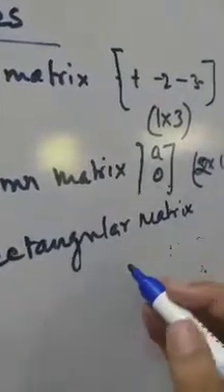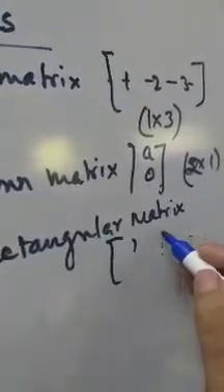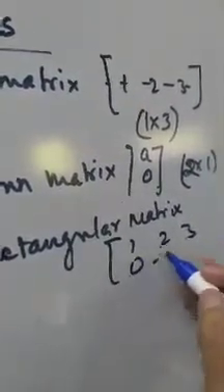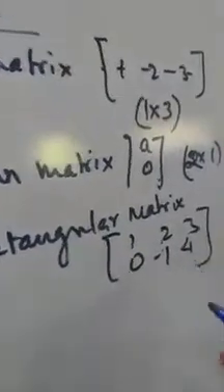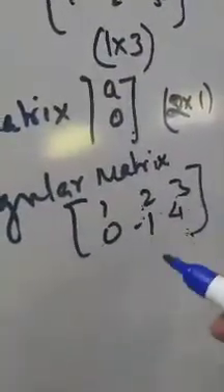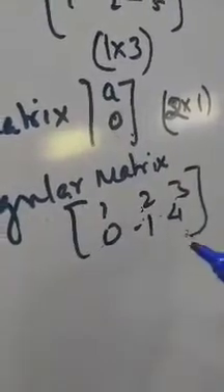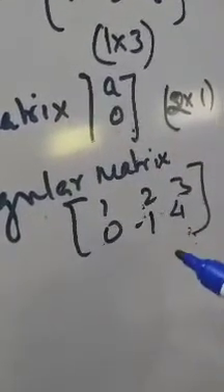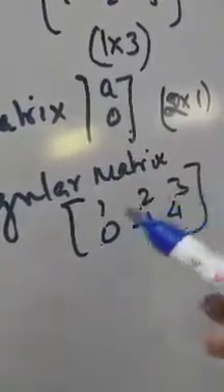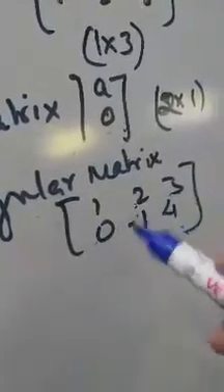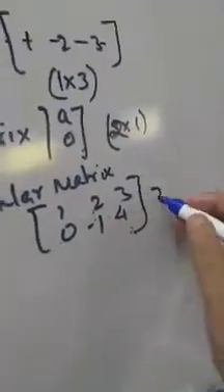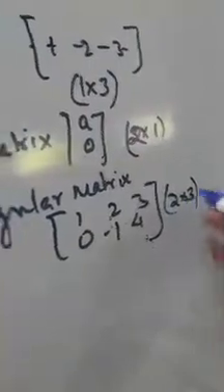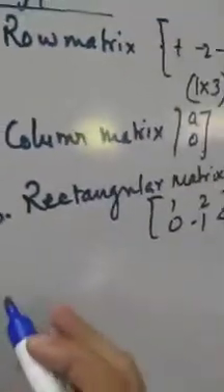Rectangular matrix: if the number of rows and number of columns are not equal, then this matrix is called a rectangular matrix. Clearly you can see here there are 2 rows and 3 columns, so its order is 2 by 3. So it is a rectangular matrix.